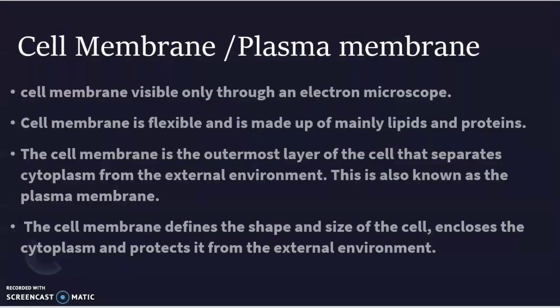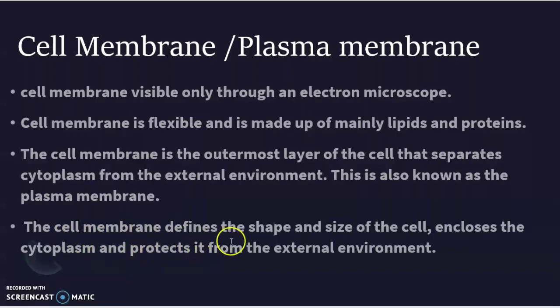Now I want to tell you the functions of the cell membrane and about the cell membrane. Cell membrane is also called the plasma membrane. It is visible only through an electron microscope. The cell membrane is flexible and is made up mainly of lipids and proteins. It is the outermost layer of the cell that separates the cytoplasm from the external environment.